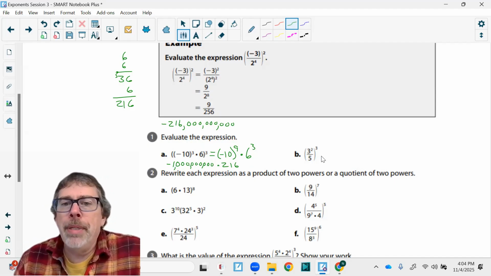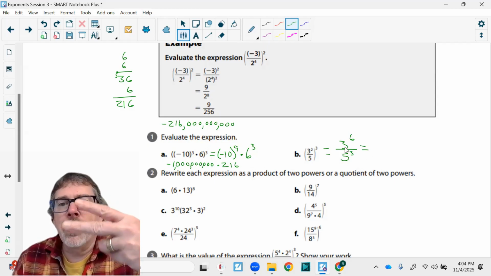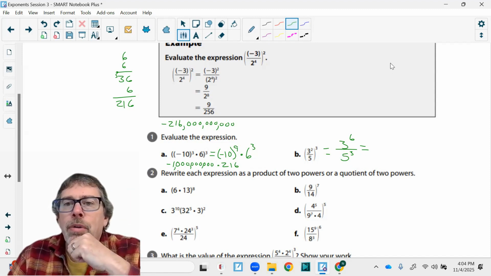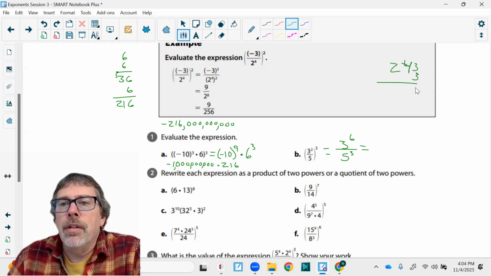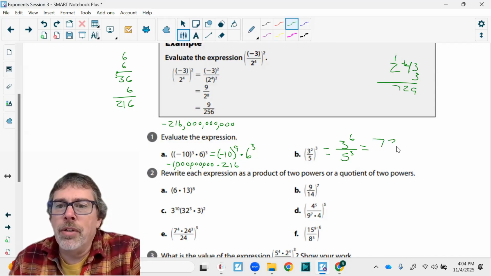Okay. B, I'm going to rewrite it as 3 to the 2 times 3, which is 6 over 5 cubed. So let's do this. 3 times 3 is 9, times 3 is 27, times 3 is 81, times 3 is 243. I can't go any further in my head, so 243 times 3 is 9, 12, 729. So this is 729 over 5 times 5 is 25, times 5 is 125. Okay? And there we have it.